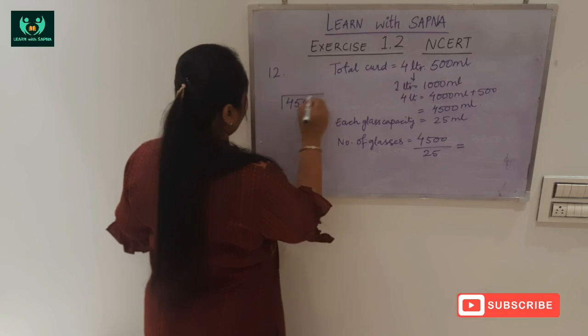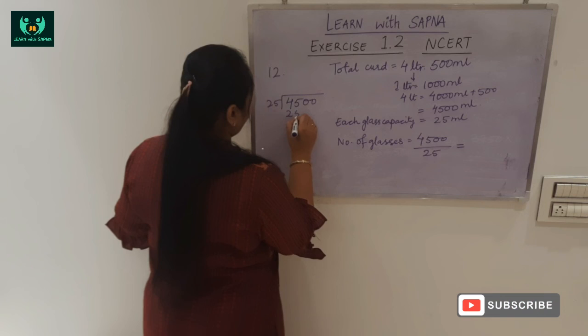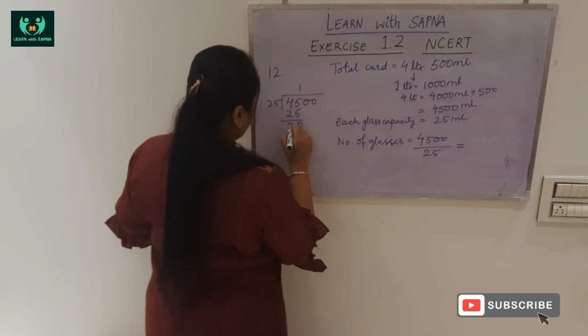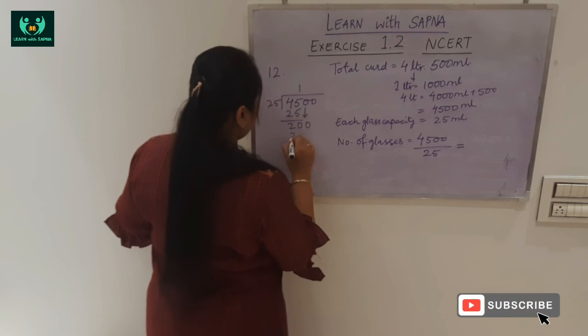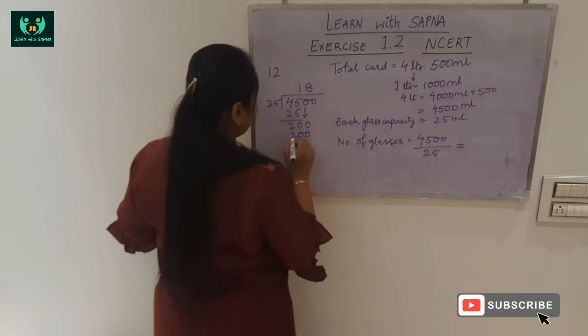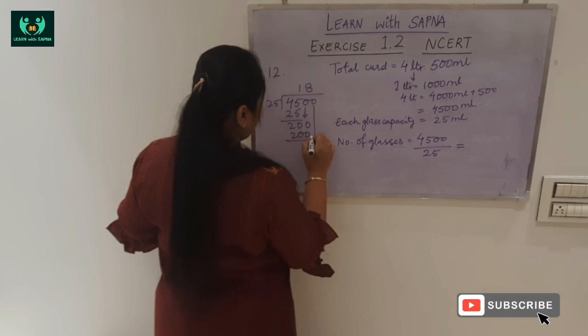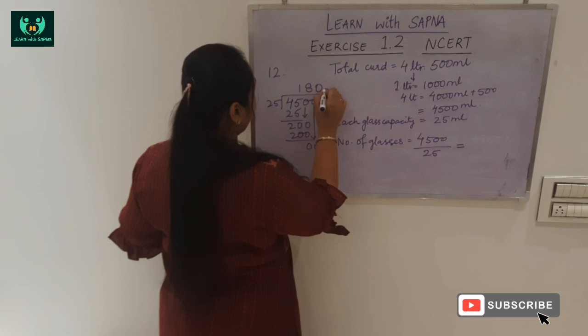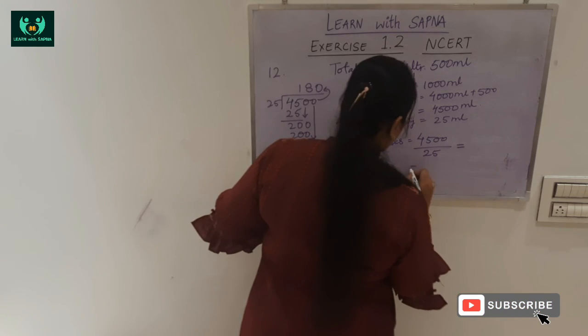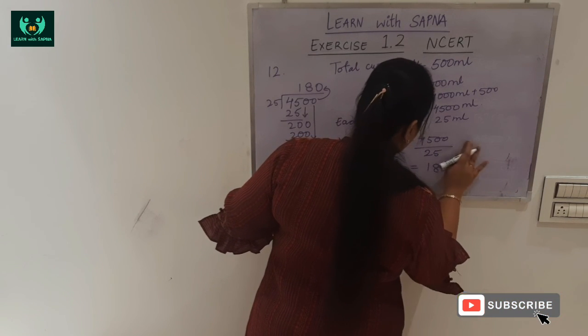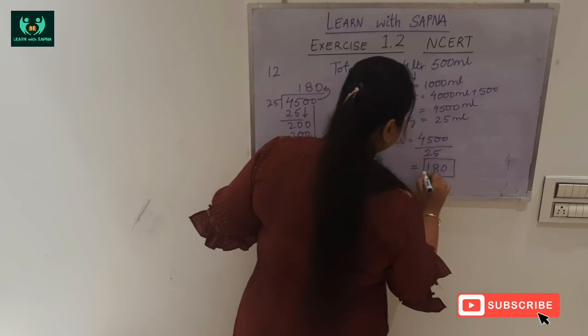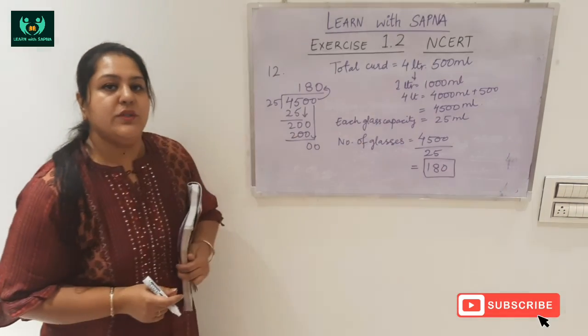4500 divided by 25. 25 will go once. This 0 will come here. 200 will go 8 times. 0 and this 0 will directly go here. So this becomes 180. So 180 glasses can be filled by the total capacity.